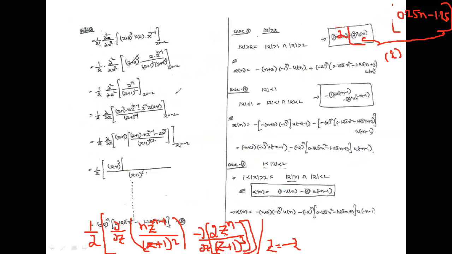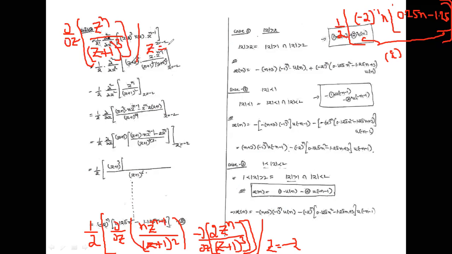Now I am taking the second term. 2 into 1 by 2 is already there. This 2 gets cancelled, it becomes 1. So it is multiplied with the first term only, 1 by 2. If I take only the 1 by 2, it is multiplied with the first term. Now that 1 by 2 and 1 by 2 get cancelled, the ∂/∂z of z^n whole divided by (z plus 1) whole cube at z is equal to minus 2.